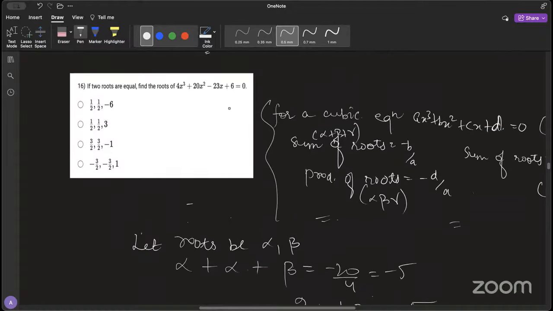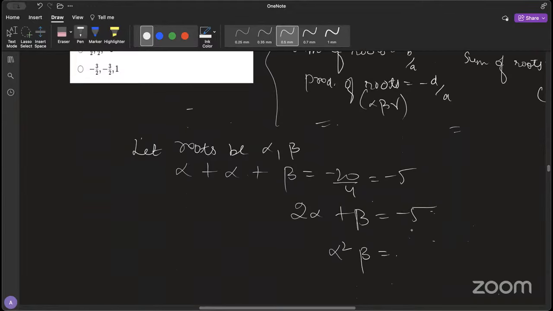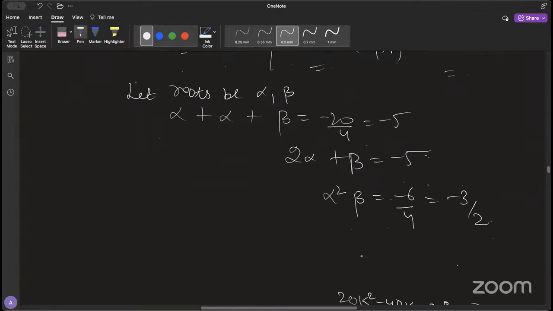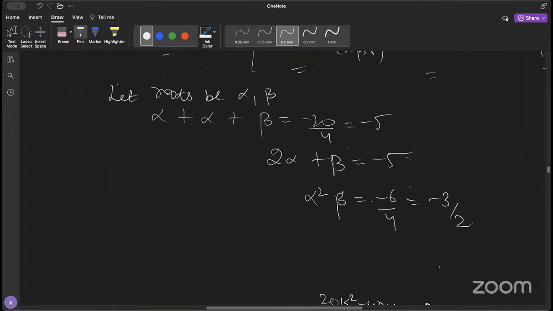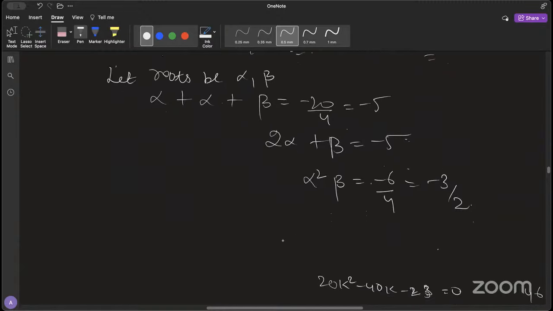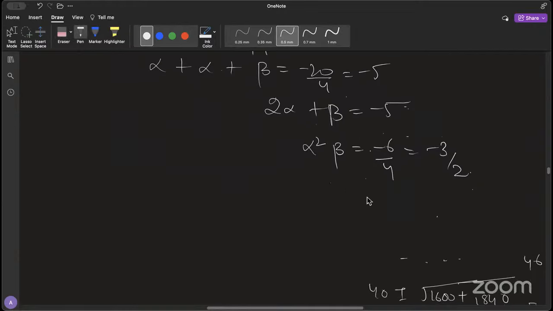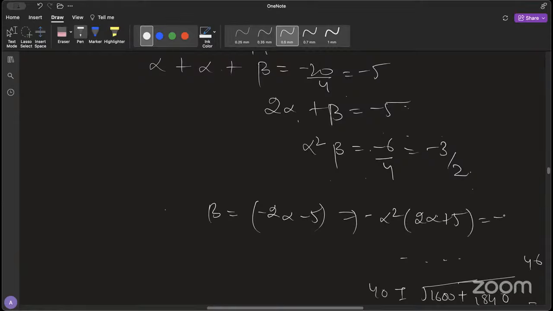This will be minus d by a. Minus d is 6 by 4. So this is minus 6 by 4, which is minus 3 by 2. So from here you'll have beta equals, okay, let's find beta, it will be equal to minus 2 alpha minus 5 from this one. This will imply alpha square times minus 2 alpha plus 5 should be equal to minus 3 by 2.